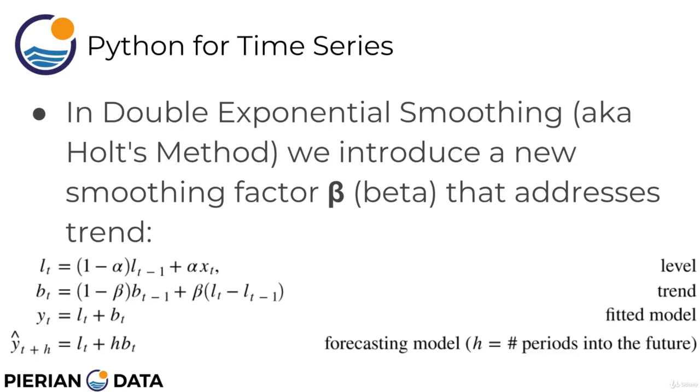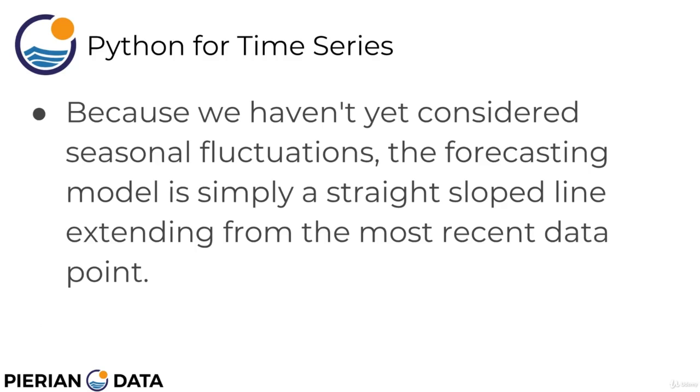Okay, so we can kind of get the idea here, at least in theory, that Holt's idea is that he's separating out the time series data into two main components, the actual level or value component and then the trend component. Now, because we haven't yet considered seasonal fluctuations, the forecasting model is essentially just a simple straight sloped line extending from the most recent data point.